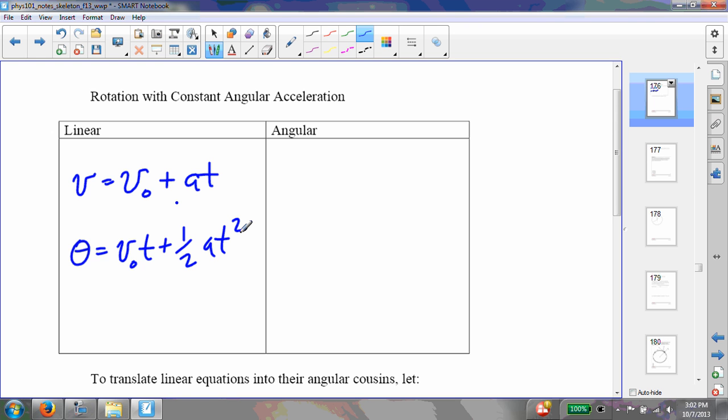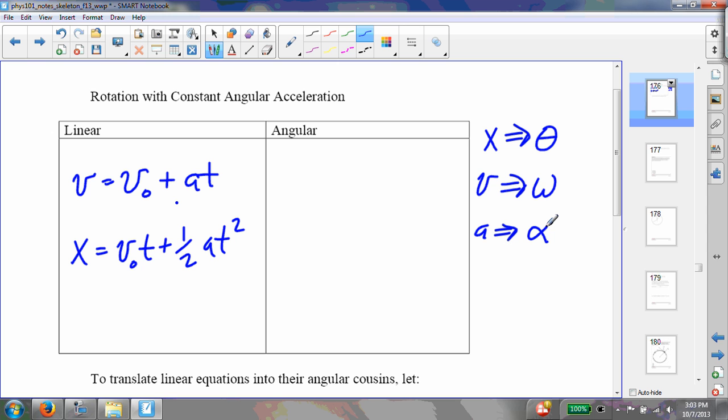Now in angular motion, we have very similar equations. Excuse me, this shouldn't be theta. I made a mistake here. This should be x. Getting ahead of myself. In angular motion, we're going to let x be replaced by theta, let v be replaced by omega, and let a be replaced by alpha.